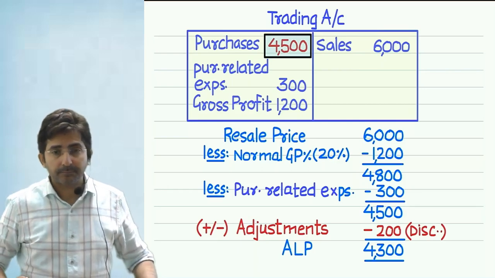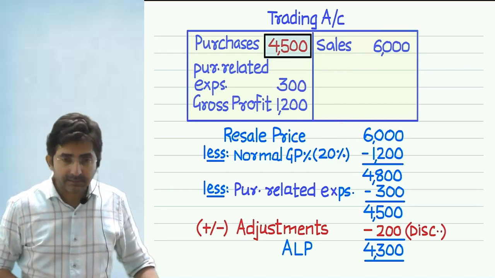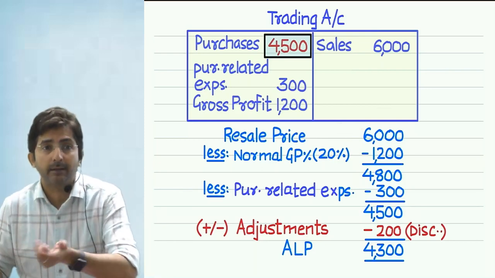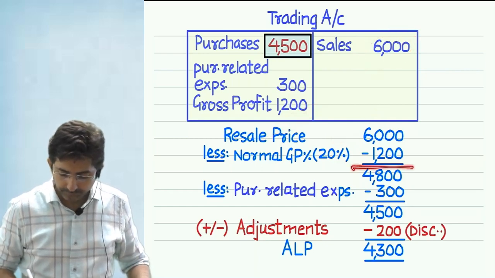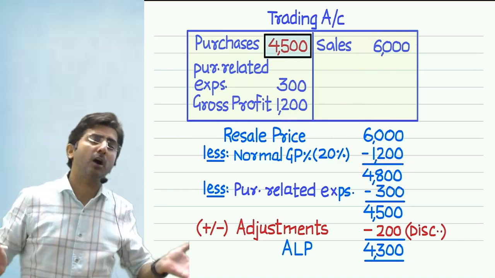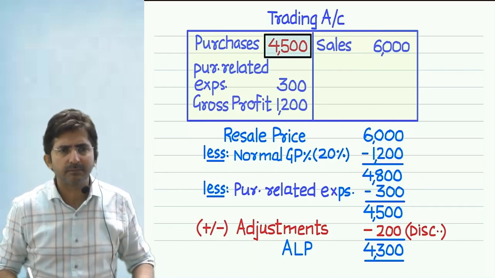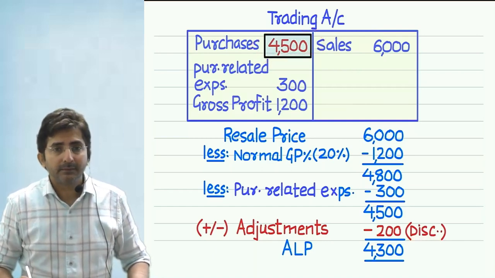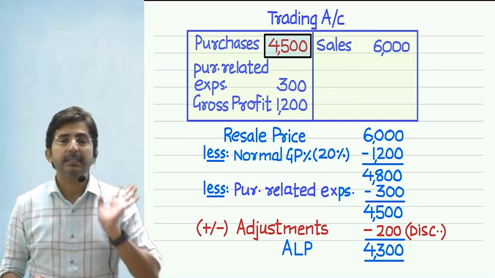Format starts with resale price. So what was the resale price? Resale means after import is done in the Indian market, at what price it is further sold. Resale, so that's 6,000. And then from that, 20% GP margin. So you got the total cost. And from the total cost, if you remove incidental expenses, you will get the purchase cost, which was the balancing figure here. And then I reduced the discount. I had explained the discount adjustment. And then what you get is arm's length price. This is the resale price method.